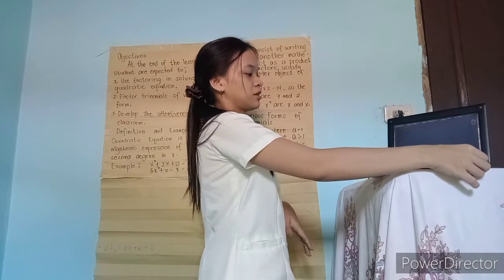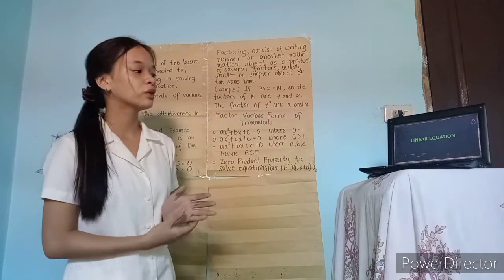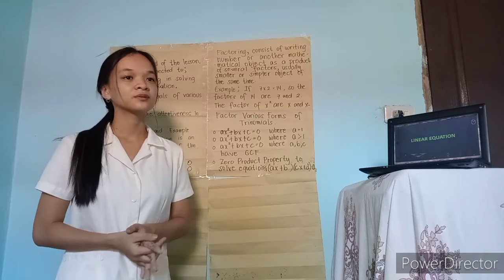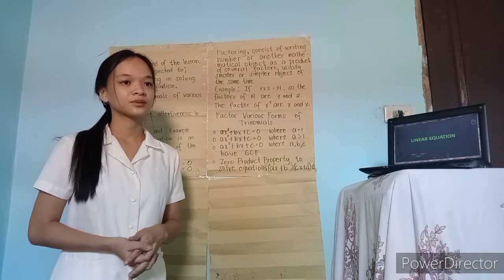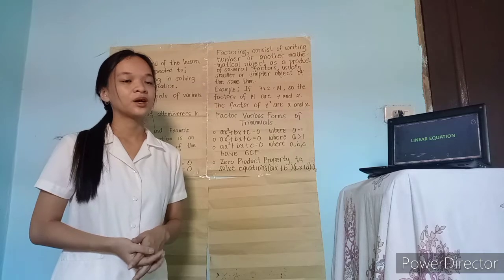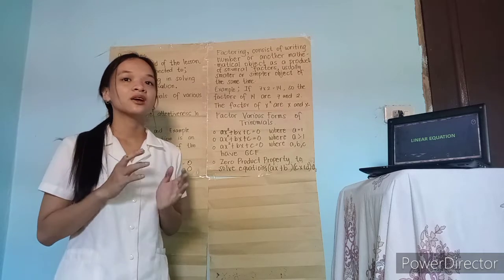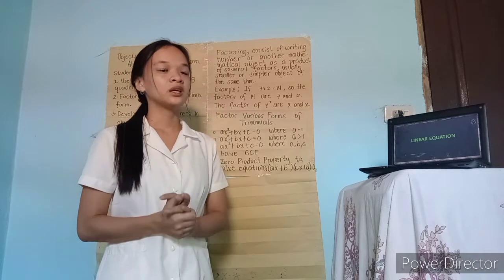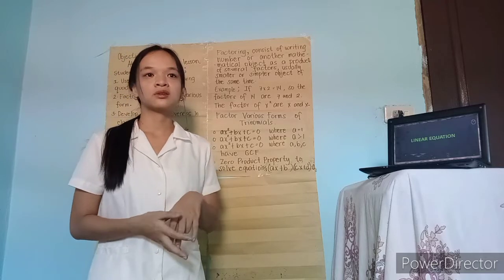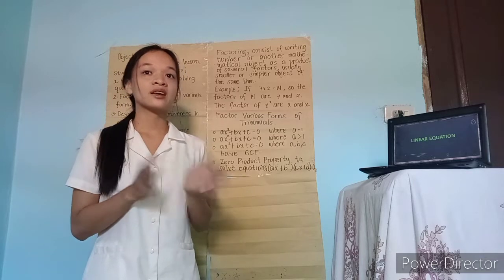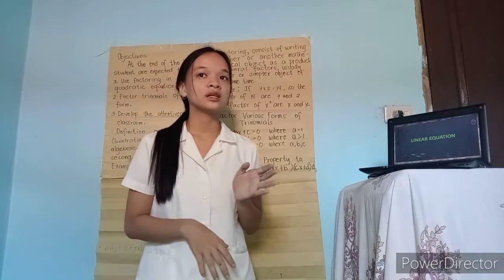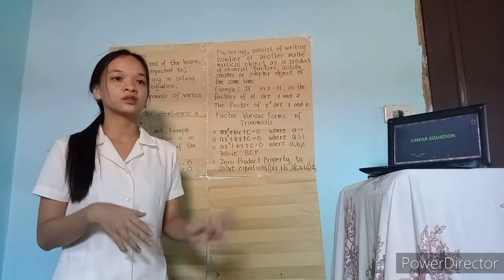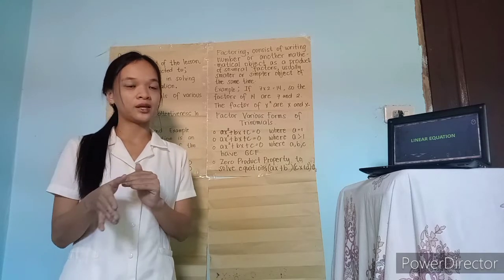The next is linear equation. Who can define linear equation? Mr. Raymond? Linear equations are equations of the first order. Okay, so the highest exponent of a linear equation is only 1. If a linear equation has two letters, like x and y, it can be called a linear equation in two variables because there are two variables, which are x and y.